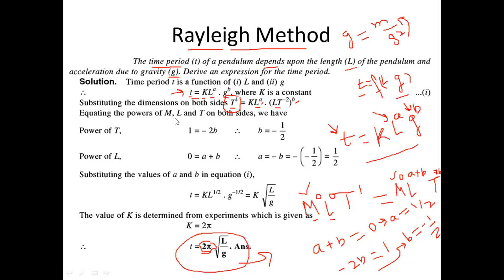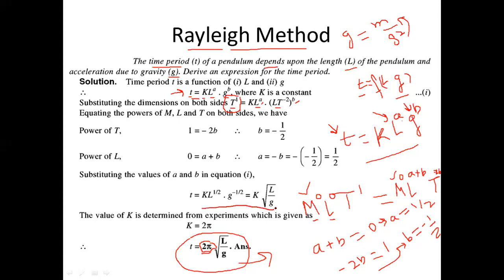So in this relation, A is equal to 1 by 2, so L to the power A is L to the power 1 by 2, and G to the power B is G to the power minus 1 by 2. So minus 1 by 2 means 1 by under root G, right? Power of 1 by 2 means square root. Fine. So if you solve this, it can be rewritten in this form.